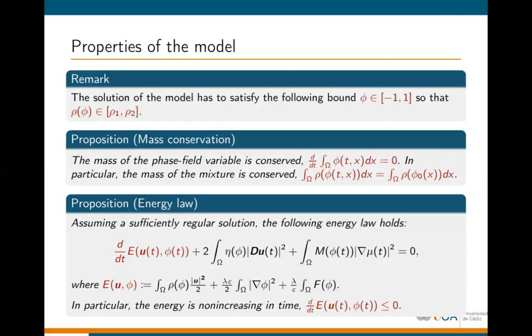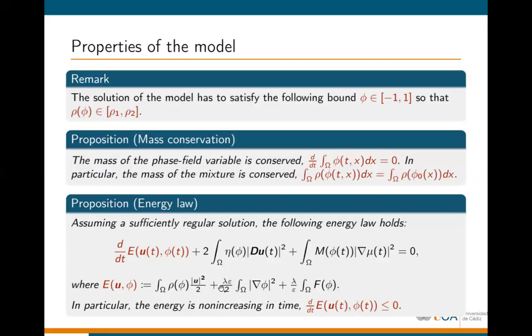If we look at the properties of this model, one very important property is that the phase field variable must be bounded in the interval [-1, 1], because the variable density is a linear function of this variable, and it has to be bounded between the densities of the two components. It doesn't make any sense from the physical point of view for this density to be either greater or lower than the densities of each of the separate fluids. Also, the mass of the phase field variable is conserved, and as a consequence, the mass of the mixture is conserved. And we have this energy law with these two positive terms, which means that this energy functional is decreasing.